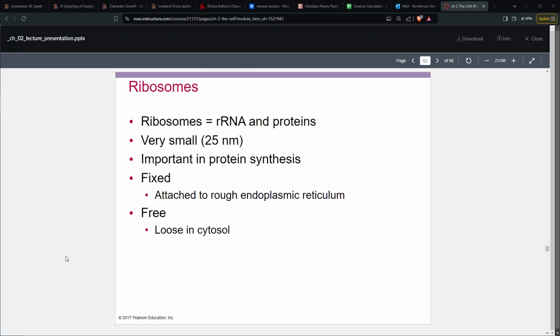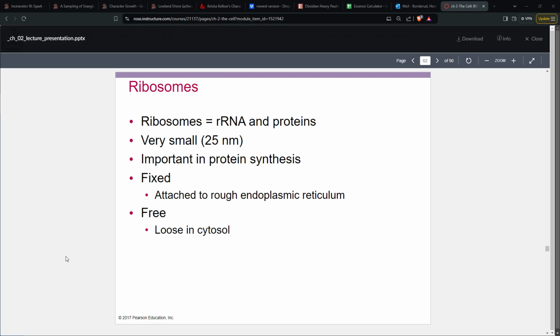Ribosomes. I mentioned them in passing. What are they? Ribosomes are going to be a compound that creates our protein chains, our peptide chains. They are a combination of ribosomal RNA and protein chains. They're super small, about 25 nanometers, and they can be either fixed, which is attached to the rough ER, or free, meaning they are free floating through the cytoplasm, or cytosol, I should say, and they can make proteins out in the great beyond, so to speak.